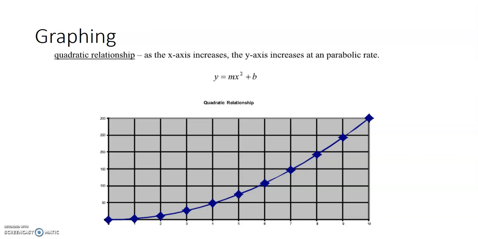Finally, we have the quadratic relationship. As the x-axis increases, y increases at a parabolic rate. So note that quadratics match the equation y equals mx squared plus b, and their graphs are curved or they make a parabola.